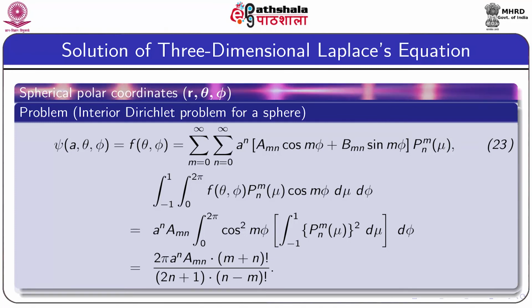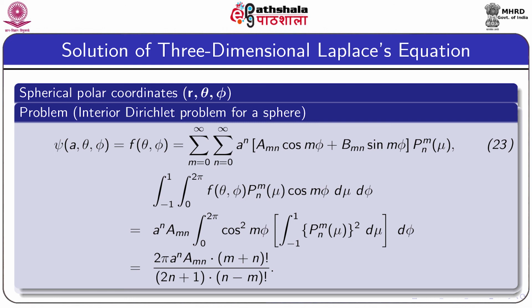first to obtain Amn, you have to multiply this relation with cos m phi into P n m mu and then integrate over -1 to 1, and 0 to 2 pi. Then, using the orthogonality property of the associated Legendre function, we can write the value of the integral from -1 to +1 of P n m mu squared d mu, and all other terms will be 0 due to the orthogonality property. And here also only the cos m phi term will be there, all other terms will be 0 due to the orthogonality property of Fourier modes. So, using those properties we can obtain the values of Amn.